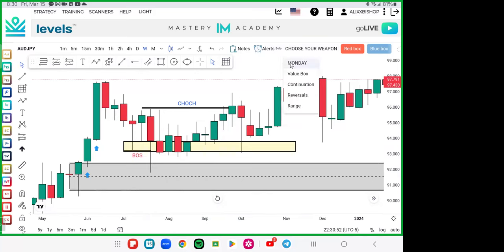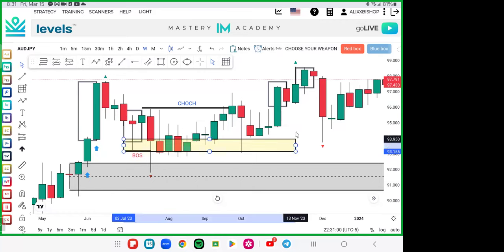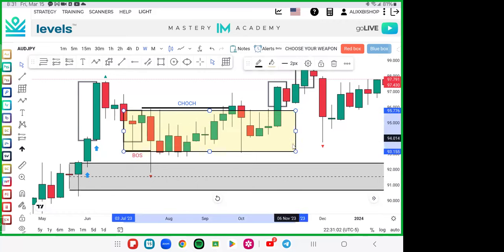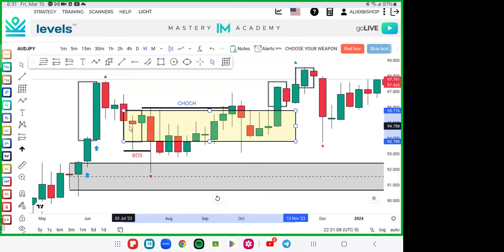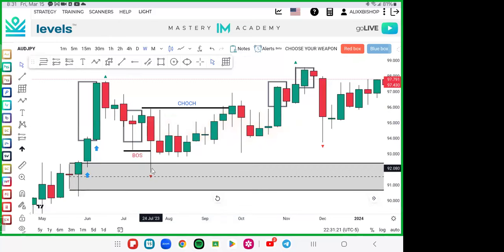Let's go ahead and choose our weapon and press value box. Boom. It's saying, yo, this is your swing low. So this whole box right here, this green candle, it's on the red candle, but it should be on this green one. This is your value box, right? Obviously, a weekly zone is going to give you a way bigger zone, but there should be something down here as well. So let's just go ahead and hop down there.